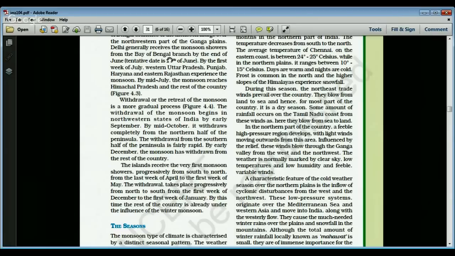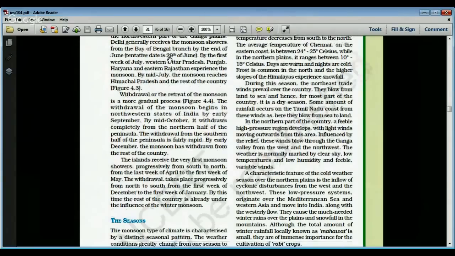And by mid-October, it withdraws completely from the northern half of the peninsula. The withdrawal from the southern half of the peninsula is fairly rapid. And by early December, the monsoon has withdrawn from the rest of the country.